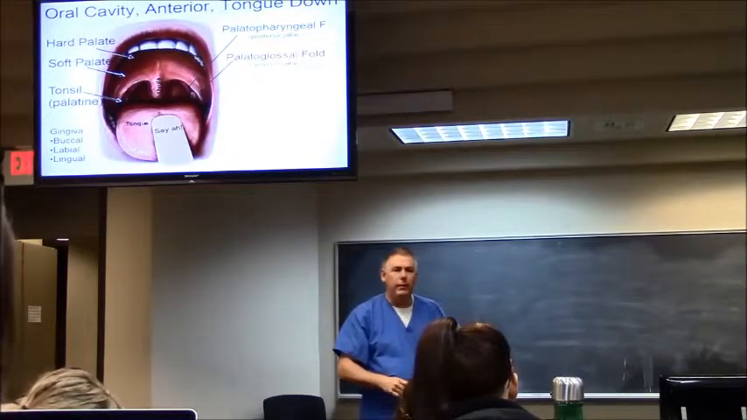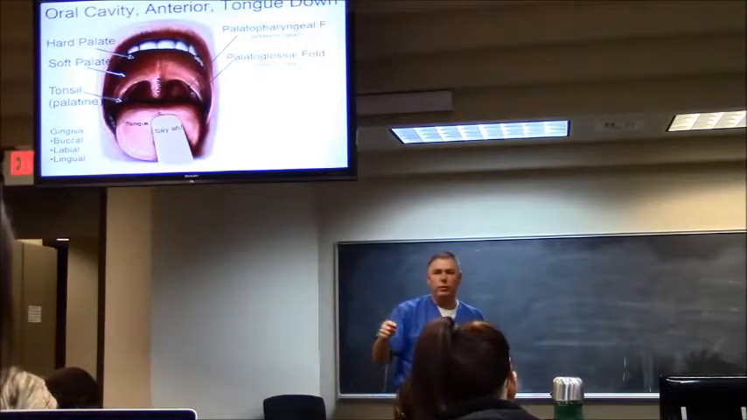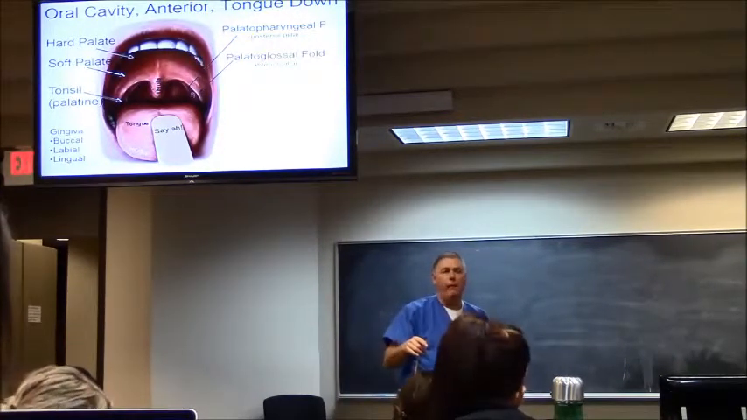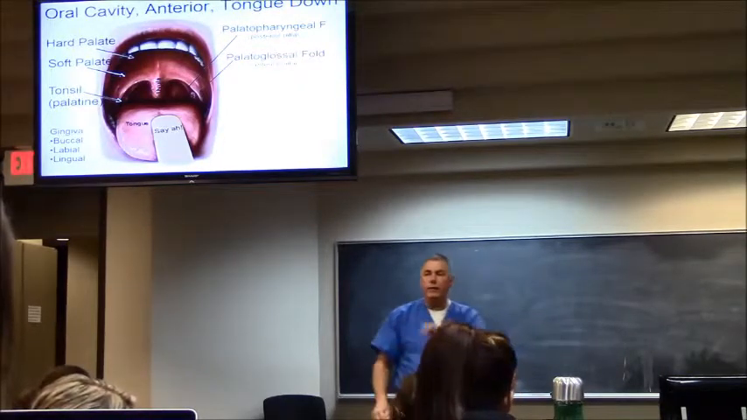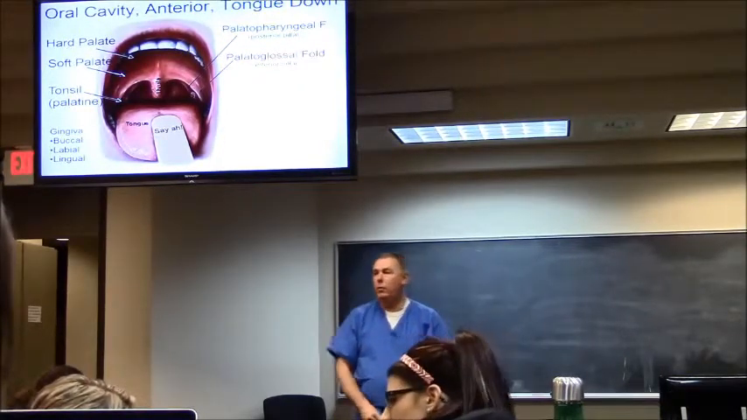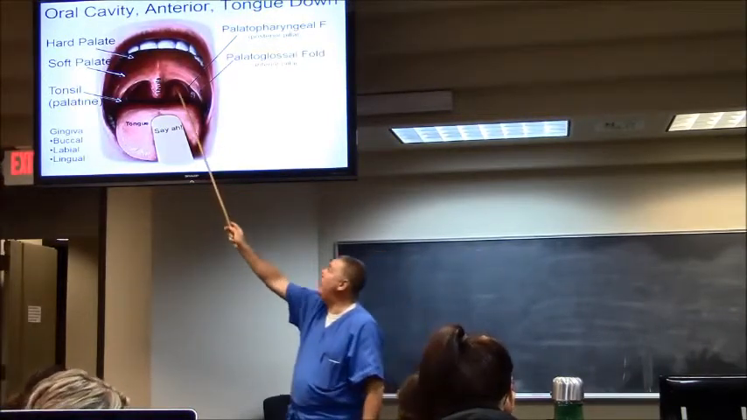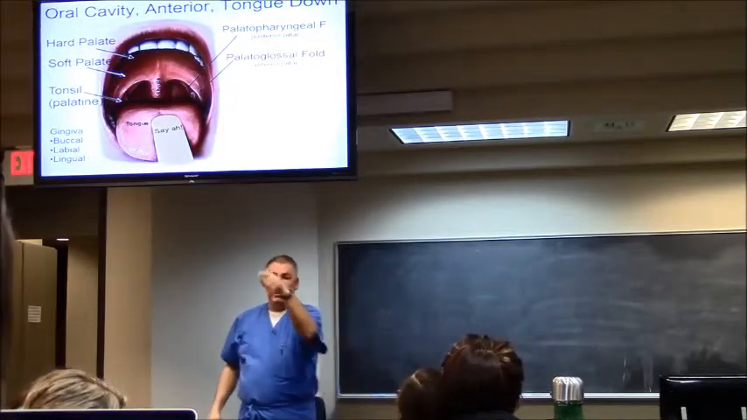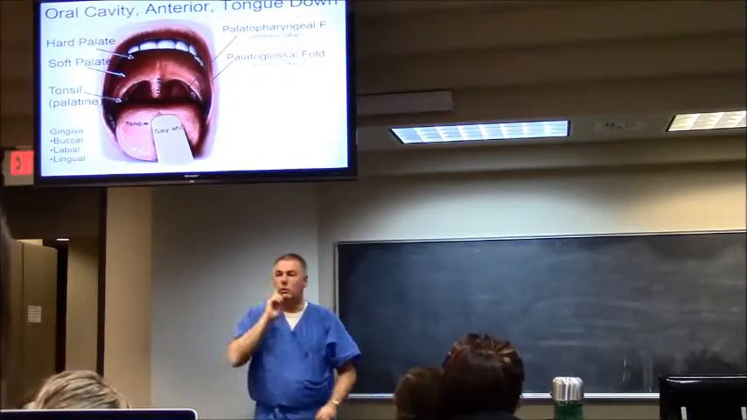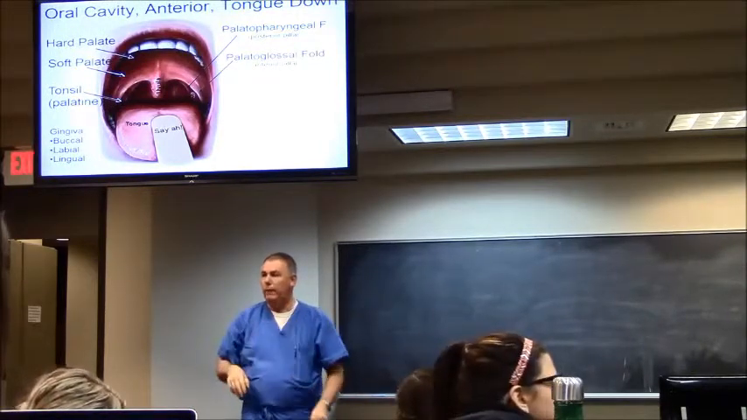I'm not sure the Latin definition for torus, but it's something like protrusion or elevation. Okay? If you look in each other's mouths, you'll probably see one or two people in here, instead of a flat hard palate, you'll see that big bump in the middle of it. And it runs along this way, which mirrors the suture line.